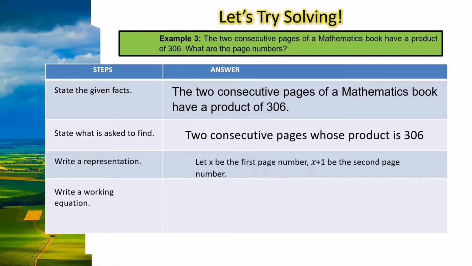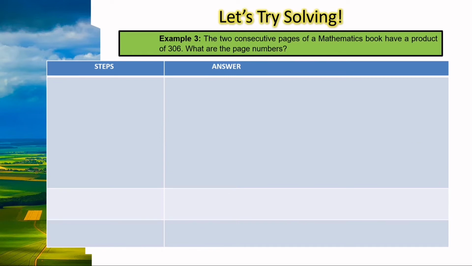Then, write a working equation. So it is stated in the problem that the product is 306. So it is equated to 306. So you have to multiply this one to solve it, then equate it to 306. Let's proceed. Let's solve it. Solve the equation.